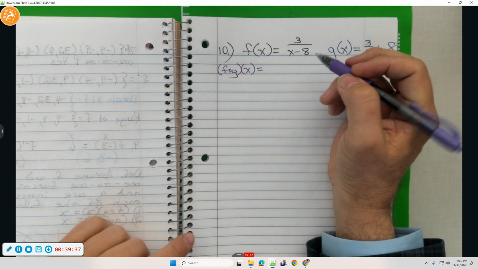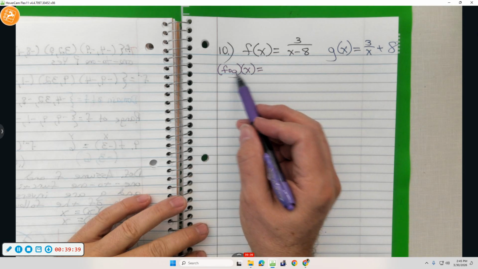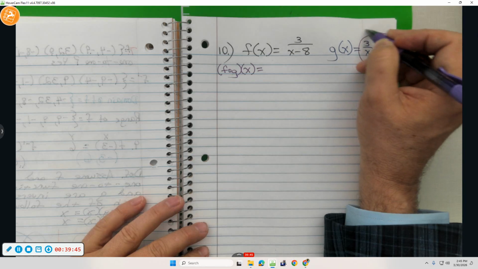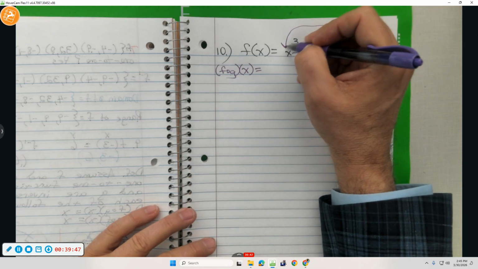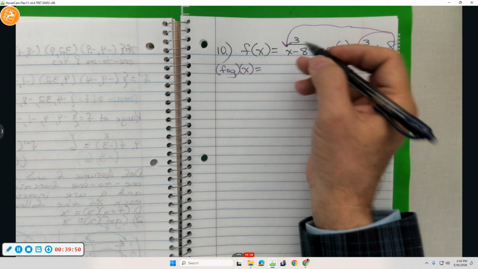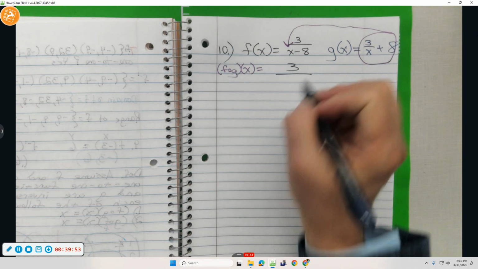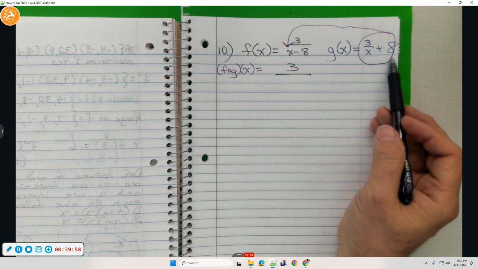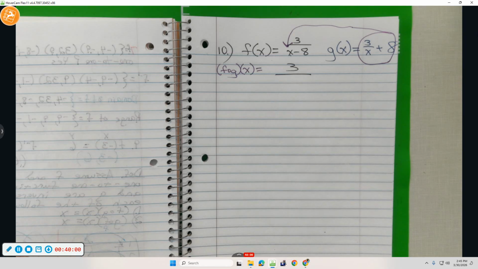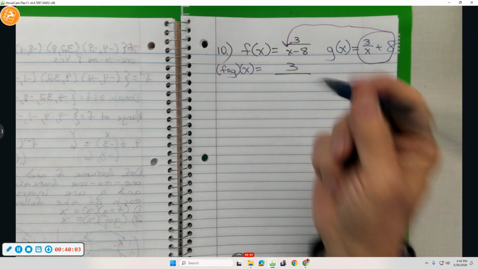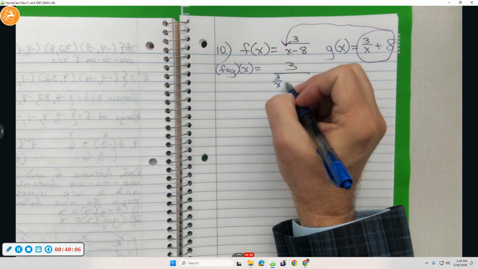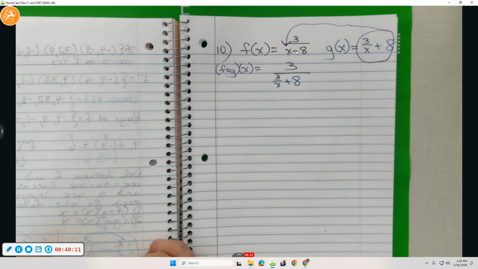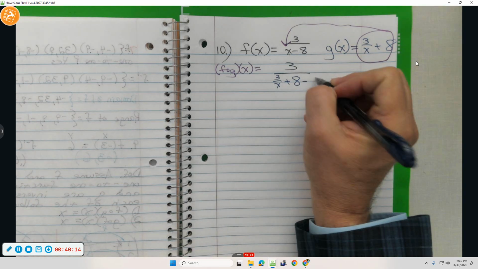Now, remember how we do that. g of x is the inner function. You take g of x and you plug it in for x in f. So we have that 3 over, and we're going to have to replace that x with this messy stuff here, the 3 over x plus 8. What else have I got stuck on down there? The minus 8. Okay.